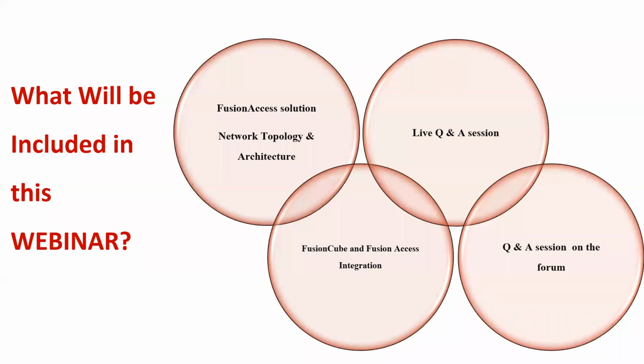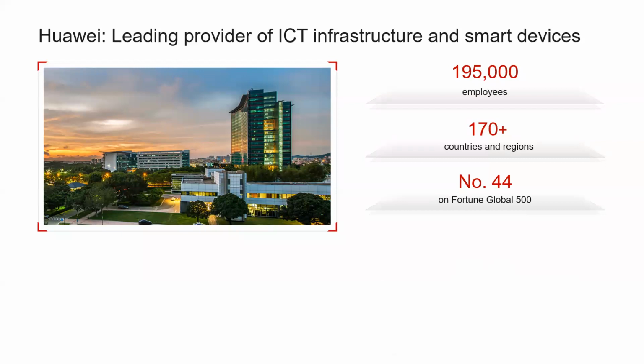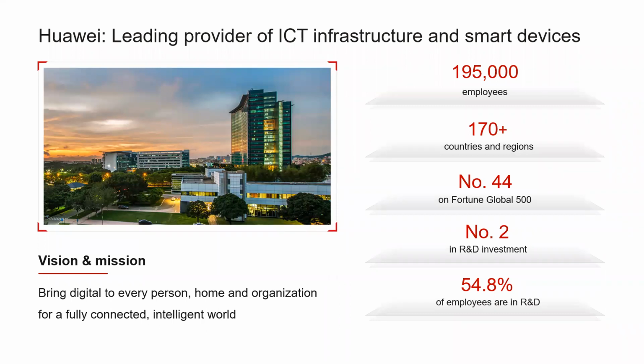Okay, let's continue. Huawei at a glance. Just a quick view of Huawei as an ICT organization. Huawei has 195K employees all over the world, with footprints in 170 plus countries and regions. As per the Fortune Global 500 list, we are ranked number 44. We are number 2 in R&D investment, and 54% of employees are in research and development centers. The mission and vision of Huawei is to bring digital to every person, every home, and every organization for a fully connected, intelligent world.